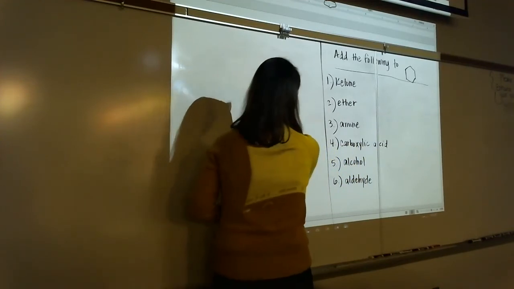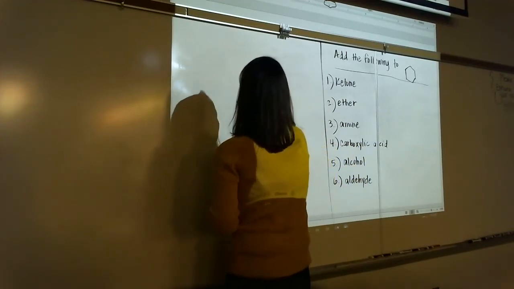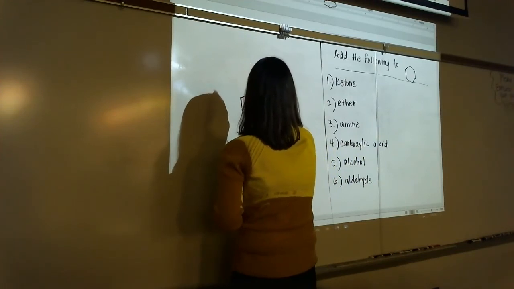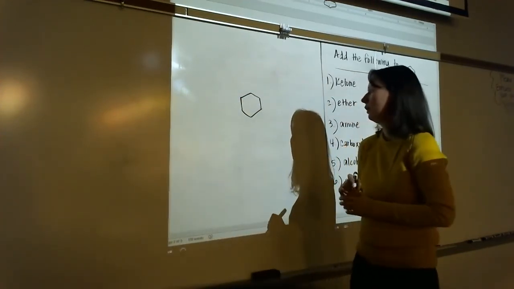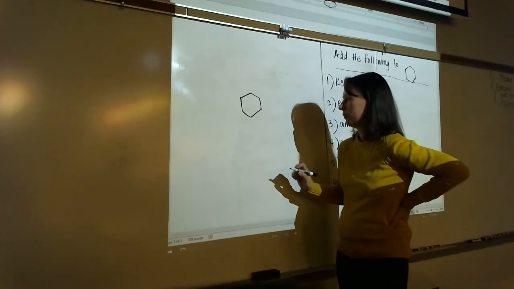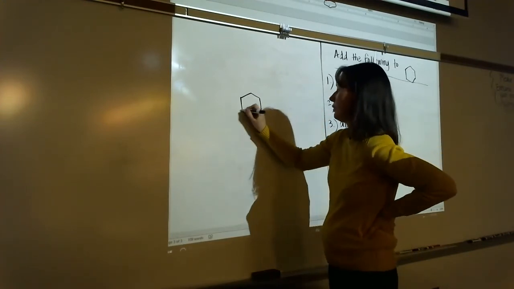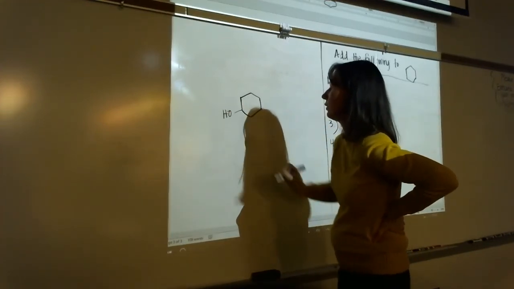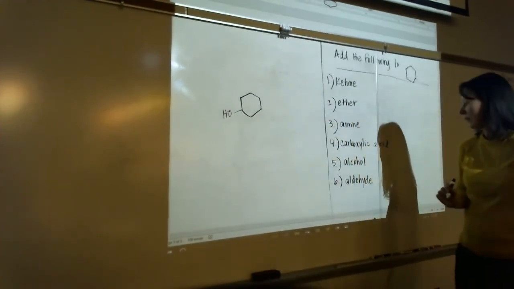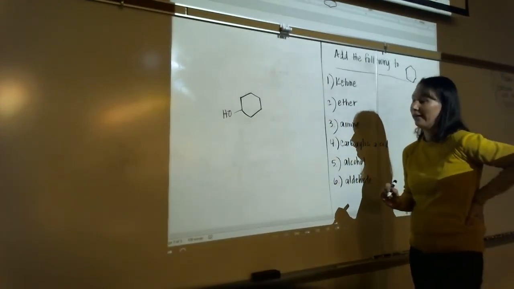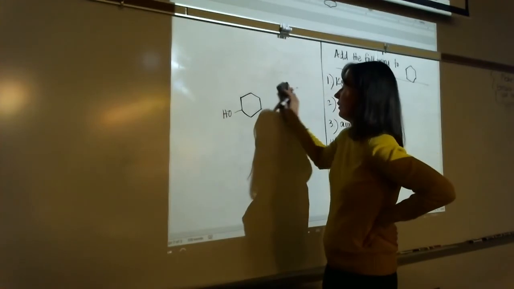All right, for alcohol, there's only one way you could do that as well. What's that? Line off and put an OH. Right, so just draw something off to the side.